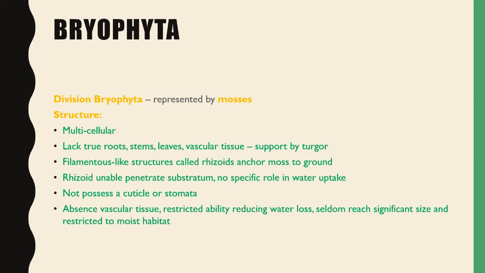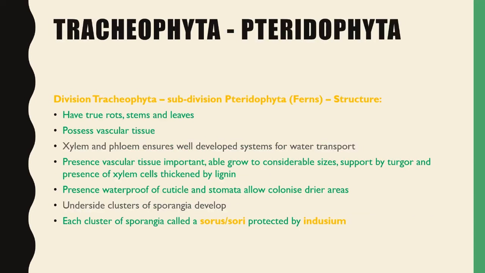A moss's structure is that they're multicellular, they lack true roots, stems, leaves, and vascular tissue, so they're actually supported by turgor. They have a filamentous-like structure called rhizoids, which anchor the moss to the ground. These rhizoids are unable to penetrate the substratum, and therefore they don't have a specific role in water uptake. Mosses possess neither a cuticle nor stomata. The absence of vascular tissue means that they have a restricted ability to reduce water loss, and so they seldom reach a significant size, and therefore they're restricted to a moist habitat.